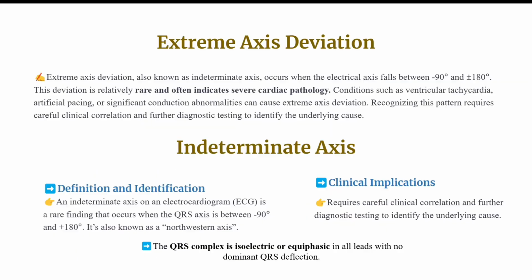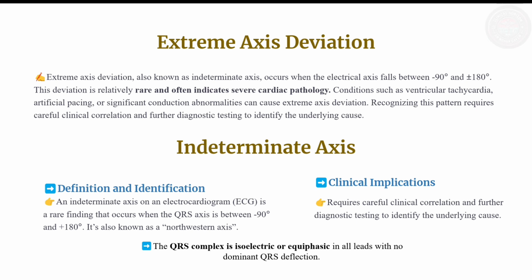Extreme axis deviation or EAD and indeterminate axis. An extreme axis deviation or indeterminate axis occurs when the QRS axis is between minus 90 degrees and plus or minus 180 degrees.